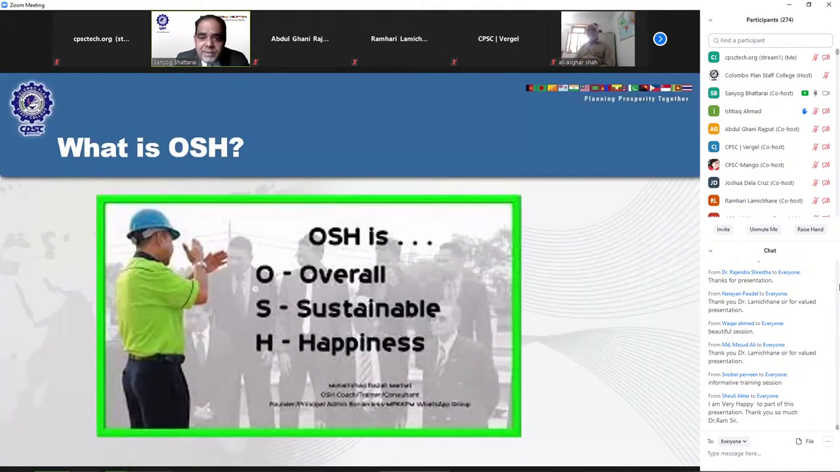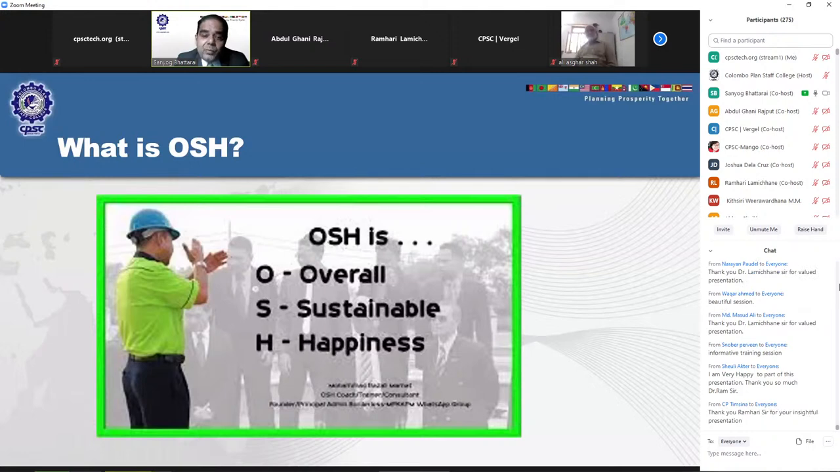So it's simple, what is OSH? You already know from our DG sir the real definition. Now, this is an overall: O means overall, S means sustainable happiness. This should be the aim of our TVET institutions and education. If we prevent only one accident of a student, that is not enough. We should plan and think how to make it sustainable: all the OSH, maintenance and repair, all guidelines and regulations, how we can make it sustainable.